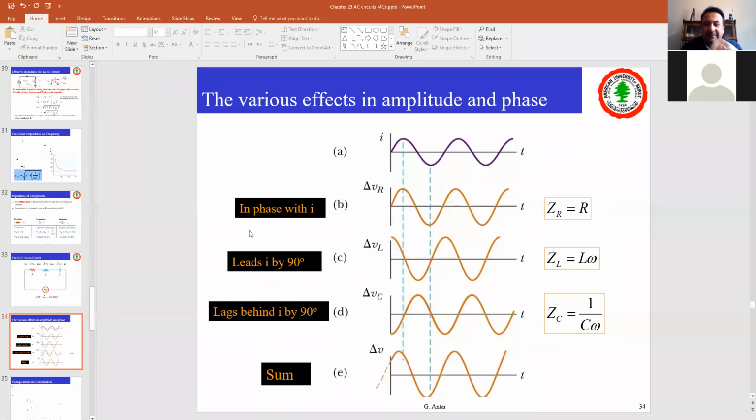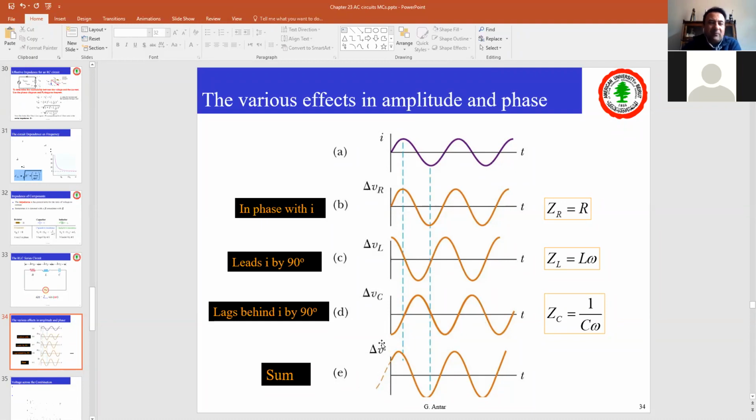This is depicted here. This is my current I. You can see that it starts at 0, so my phase is equal to 0, and then it increases and decreases as a function of time. Now delta VR follows exactly the current because the phase is equal to 0. Delta VL leads I by 90 degrees, so it has plus 90 degrees. It starts at the top and then goes down. And then delta VC lags I by 90 degrees, so it starts at the bottom and then goes up.